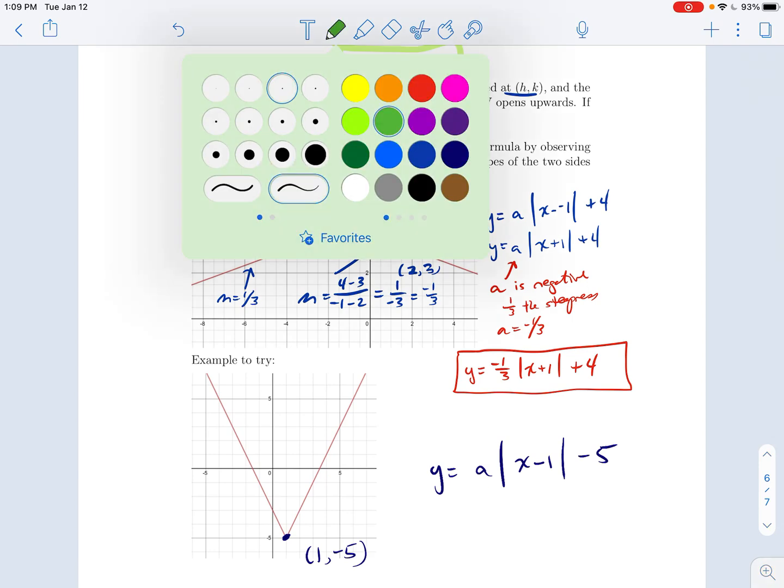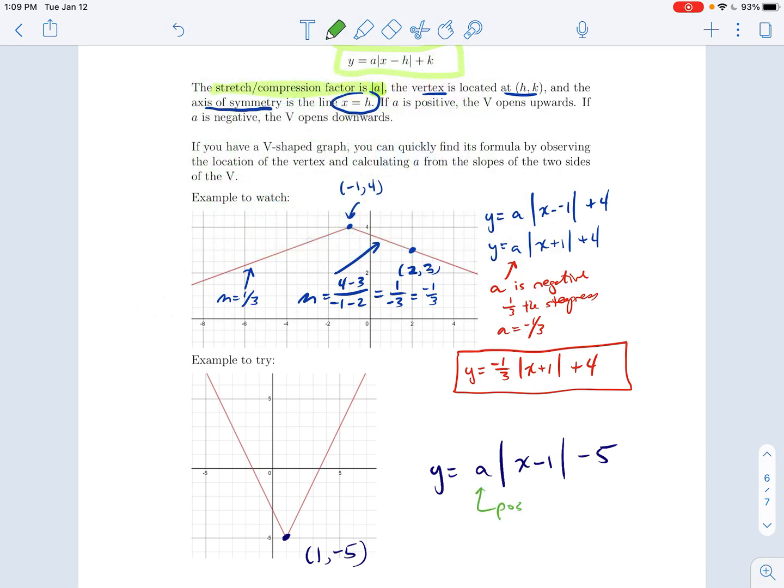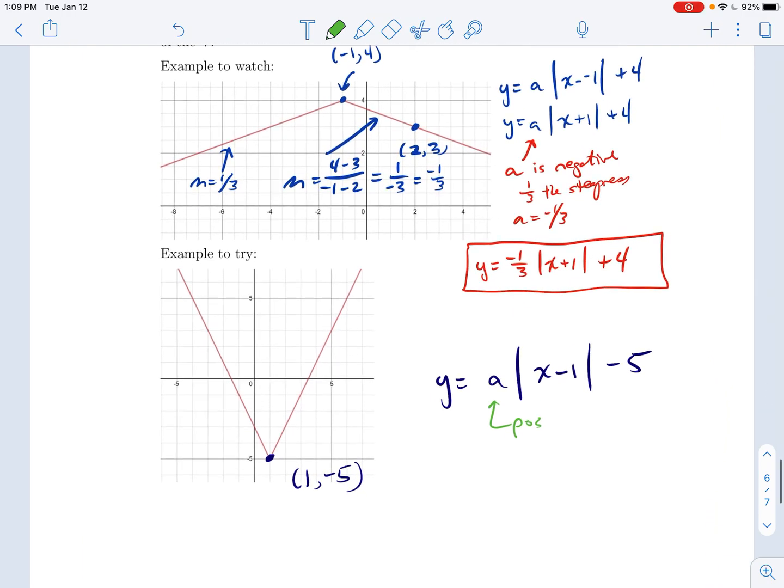A is going to be positive because we're opening upwards, but its exact value depends on slope. So we might notice here's the point at 1, -5. Here's a point I can clearly see at 5, 3. So my slope is change in y over change in x, which is 8 over 4, which is 2. So that's pretty easy. You could have gotten that a lot of different ways. So if the slope is 2, it's twice as steep as usual. And it's positive. It's not upside down. So A is going to be equal to 2.